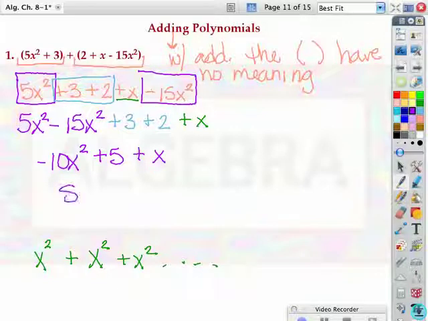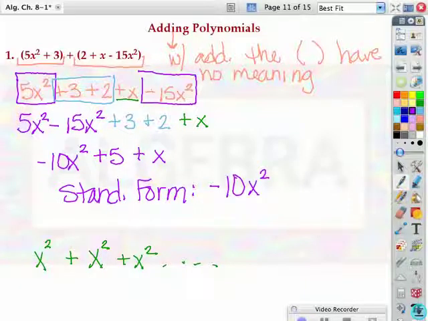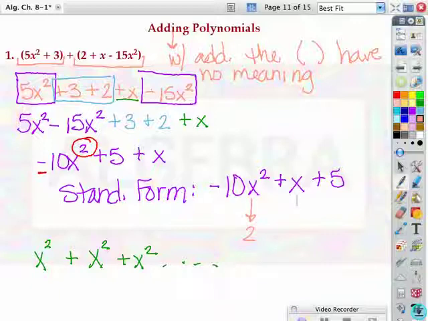If we wanted to write it in standard form, which I will tell you now, you should always do that, the negative 10x squared comes first. And remember, that's because of your exponent. The exponent is the highest of all of them. This negative out here has nothing to do with the position in standard form. Then our next one would be plus x because the degree of that is 1, and then plus 5. So going back to the beginning, the degree here is 2, the degree here is 1, the degree here is 0. So decreasing order left to right.